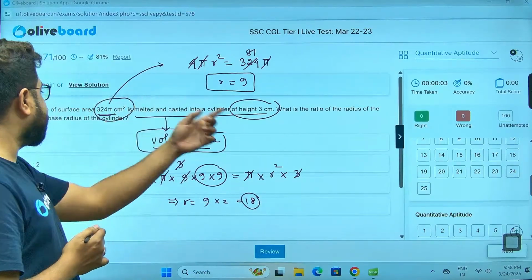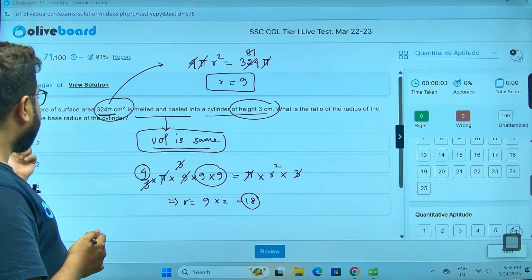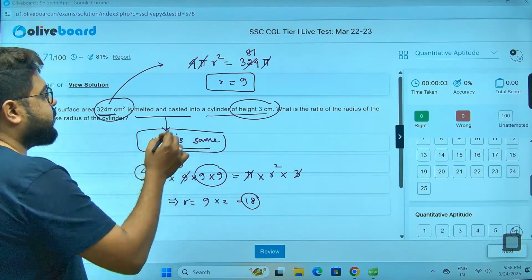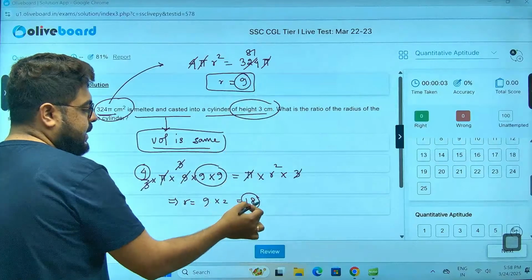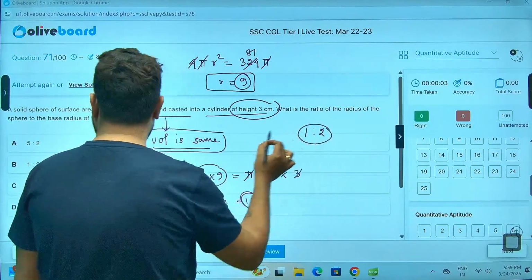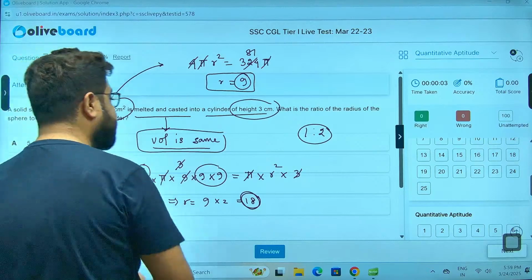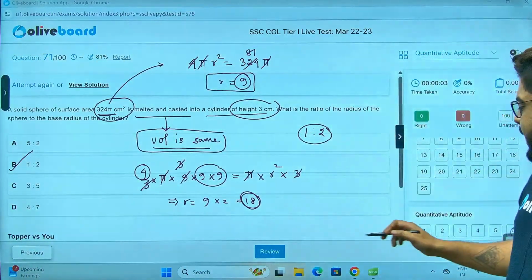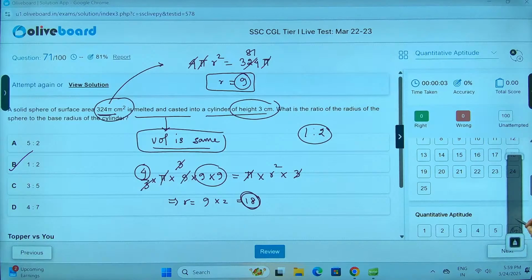They're asking the ratio of the radius of the sphere to the radius of the cylinder. The radius of the sphere was 9 and this is 18. So the ratio is 1:2. Option B is your correct answer. 1:2. Option B is most definitely your correct answer.